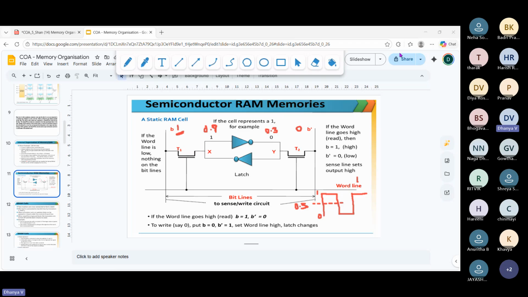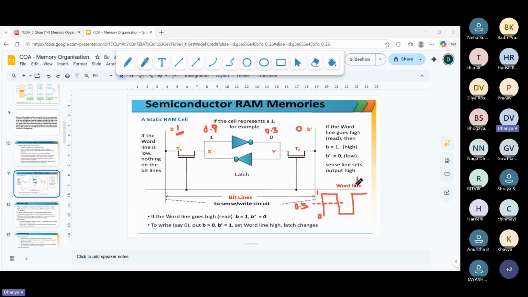Okay, wait, I'll repeat it once. We have two NOT gates, which means it essentially is a latch, so your content stays within. Now we have two transistors over here, T1 and T2, which act like a switch. They are connected to your word line, so depending on your word line, these transistors will be either off or on. T1 and T2 are also connected to B and B dash. Now the first condition is when the word line is 0.